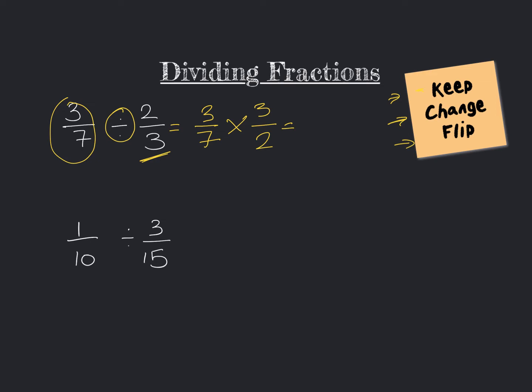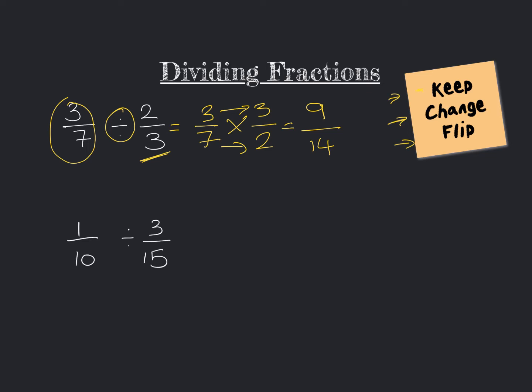So you multiply straight across the top. 3 times by 3 is 9. And then multiply across the bottom. 7 times by 2 is 14. And you've got your answer, 9/14. You should simplify that if you can, but in this case, 9 and 14 don't divide by anything, so that is your final answer.